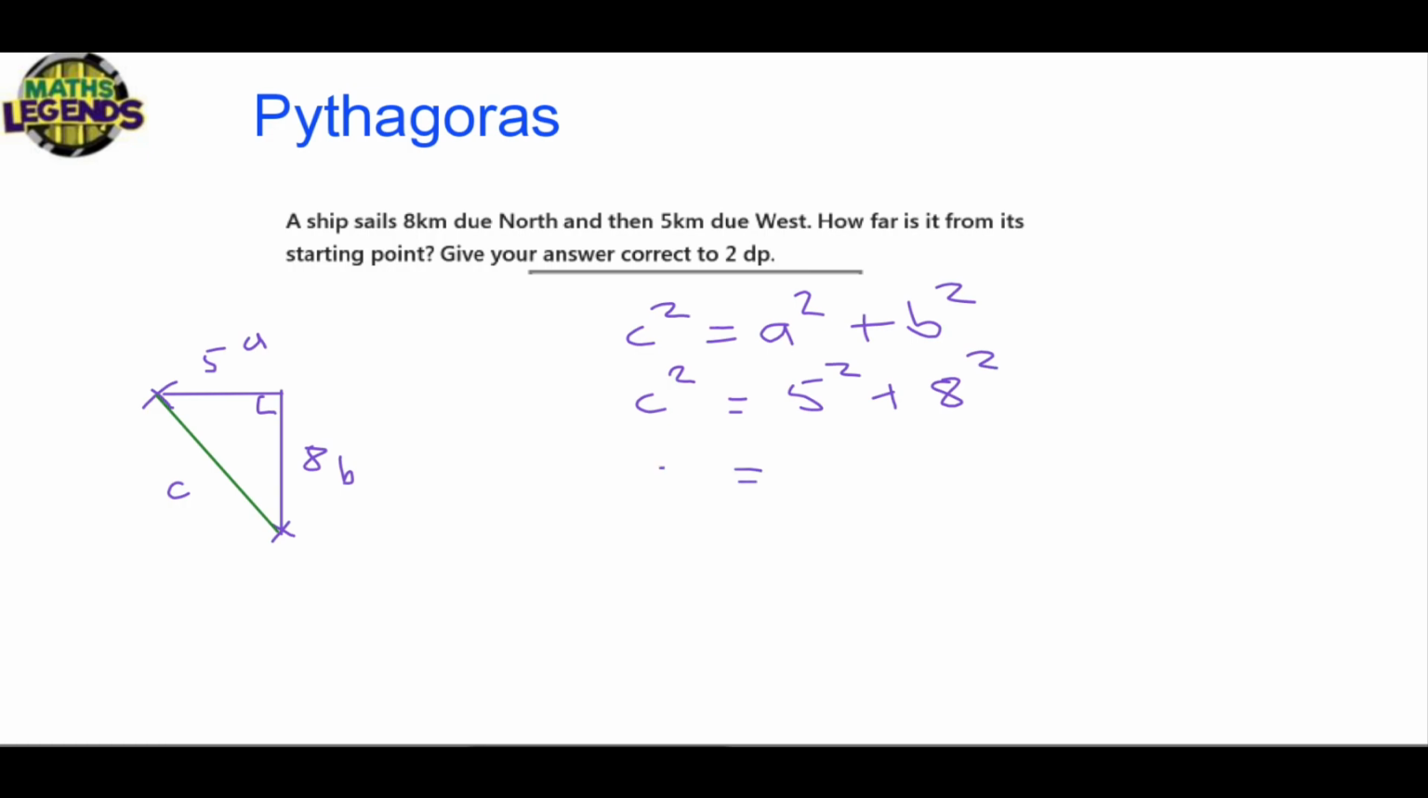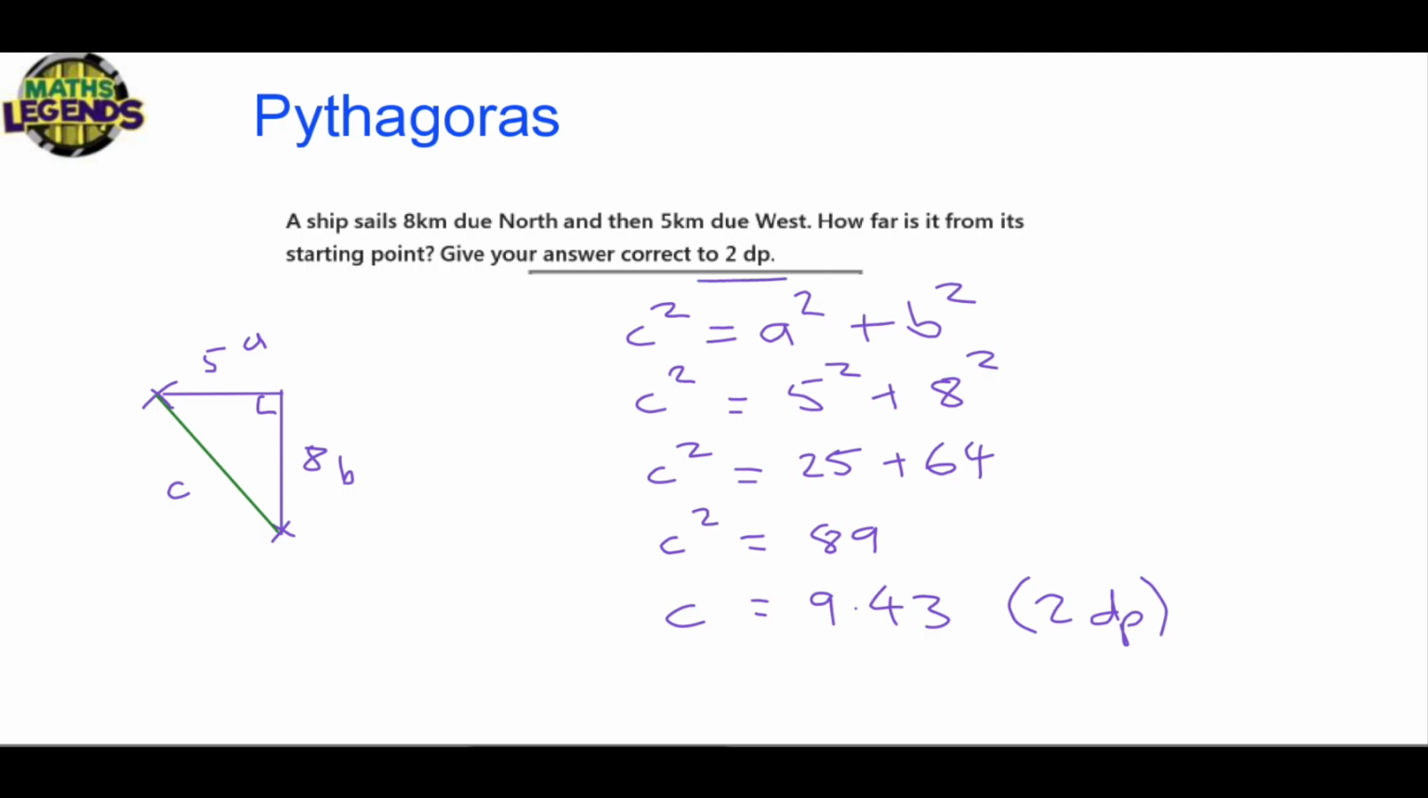So here we simplify. So c squared is equal to 25 plus 64. c squared equals 89. And we square root this to get c equals 9.43 to 2 decimal places, as the question asks for it in 2 decimal places. Let's look at another example.